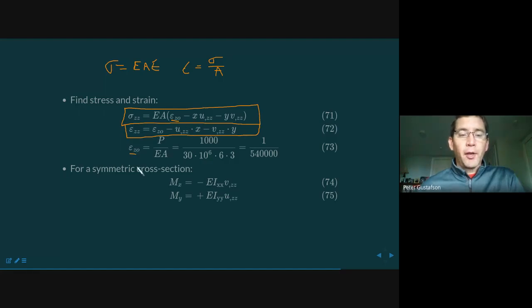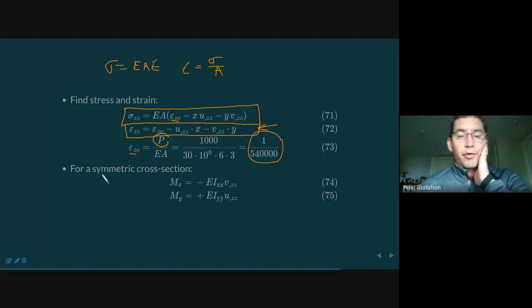We also can compute the axial stretch of the reference axis as the total P divided by EA. And so, lo and behold, we can compute that to be 1 over 540,000. The units on this, of course, are change in length over length. So strain is a unitless quantity, change in length over length. Okay, so we have the overall strain. We have everything we need, really, for the overall strain.